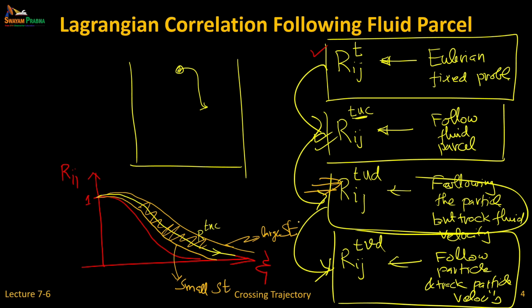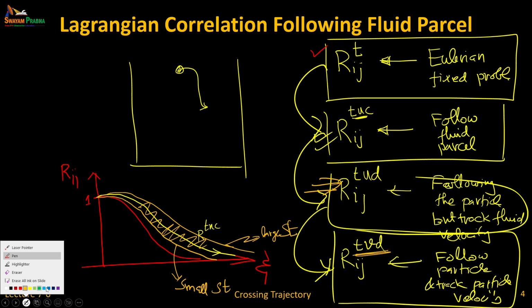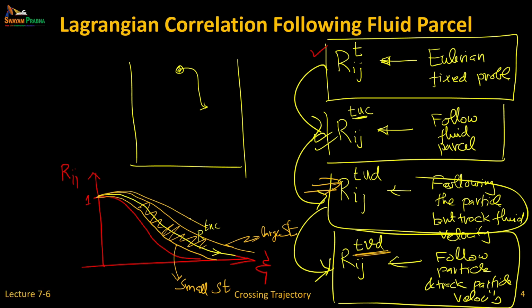The last one is, I'm not talking about the fluid velocity, but I am talking about the particle velocity, following the particle. But due to the inertia, this may go up. So if I use a green color for this, no, it's not green.